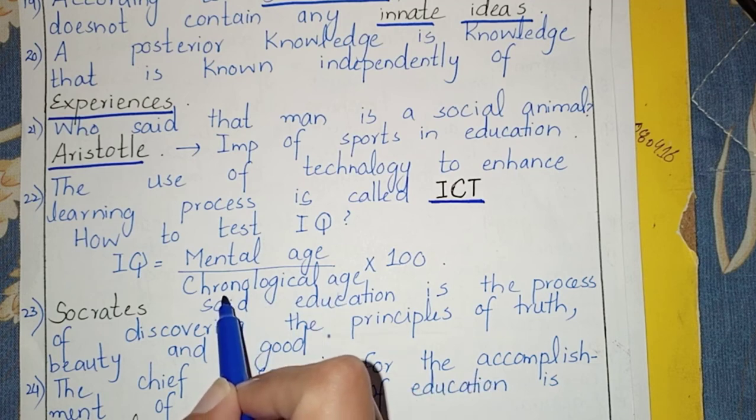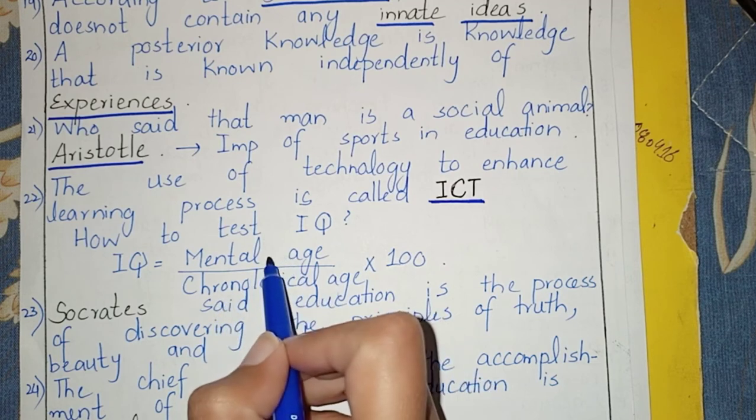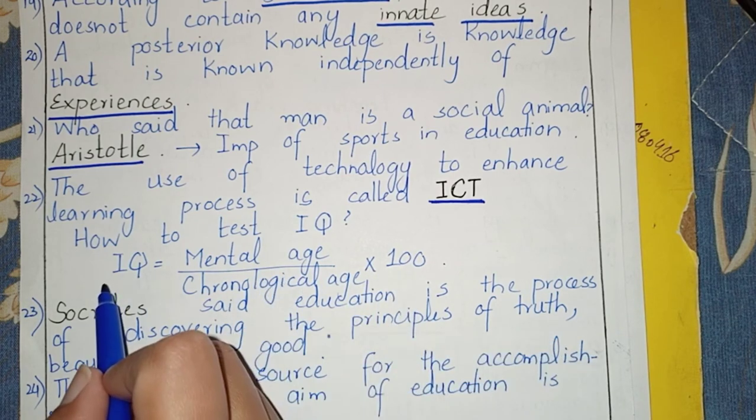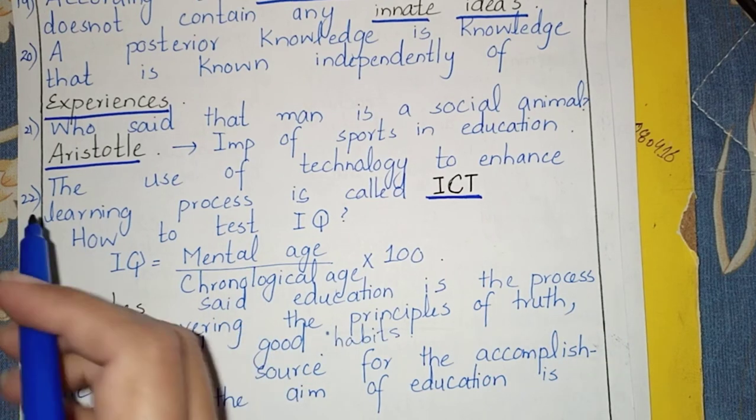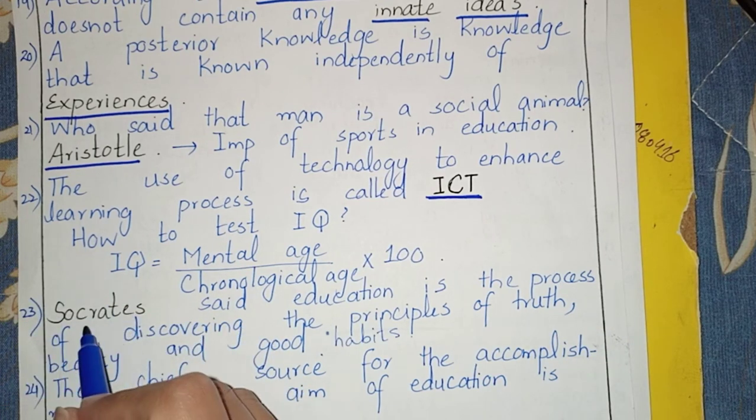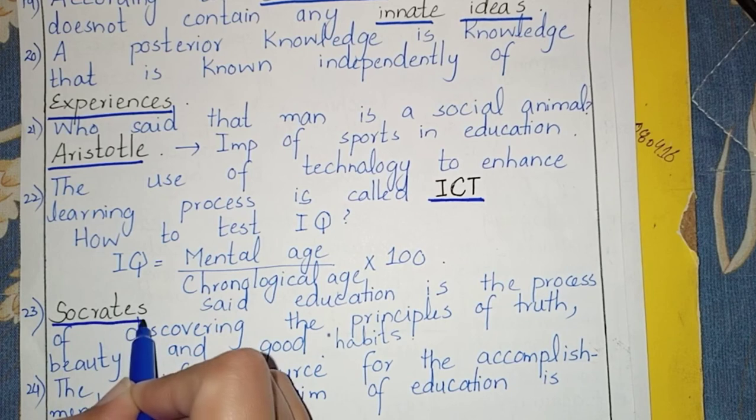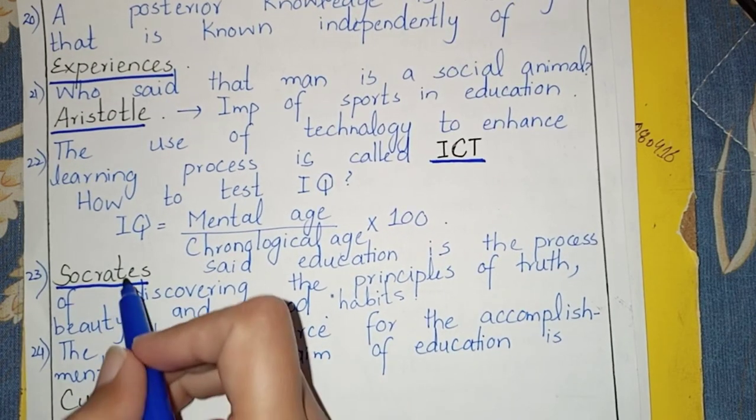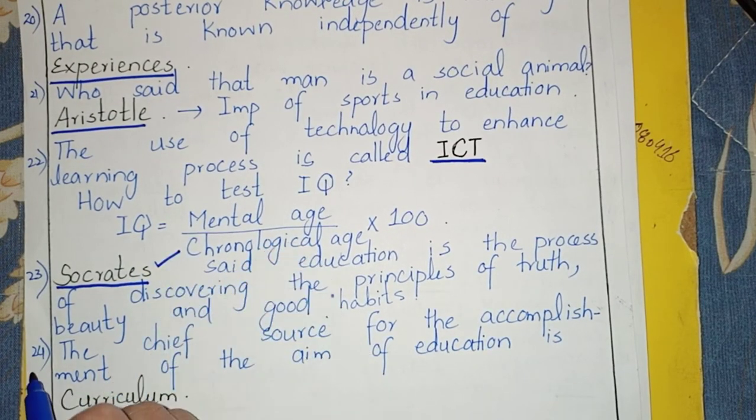This is the age which is your own real age, and mental age is the age according to your mentality, multiplied by 100. So that is intelligence quotient. Question number 23. Socrates, a scientist, said that education is the process of discovering the principles of truth, beauty and good habits. Remember this point.